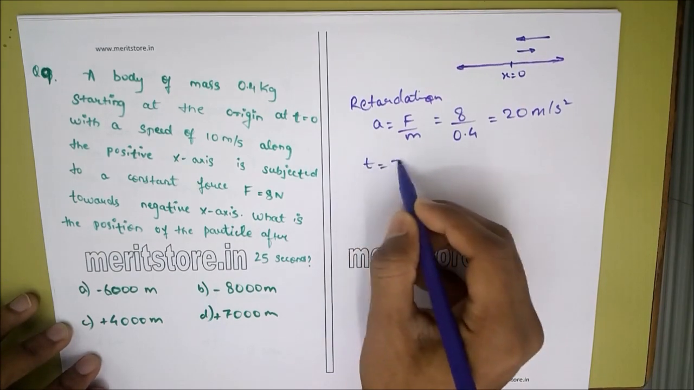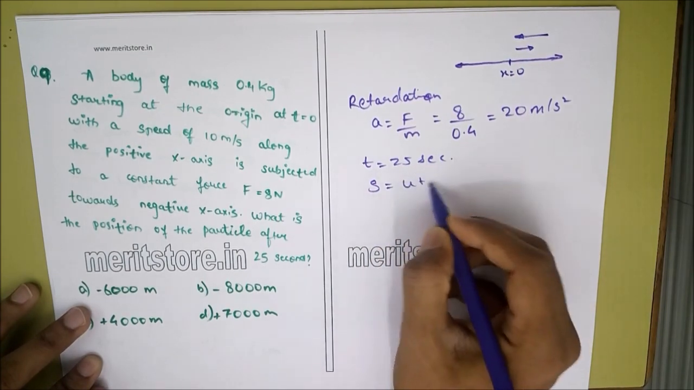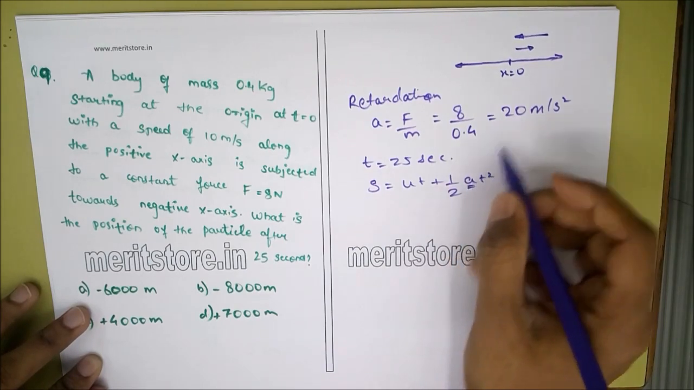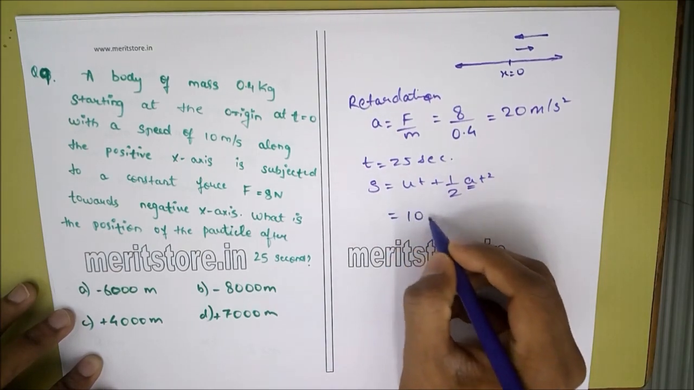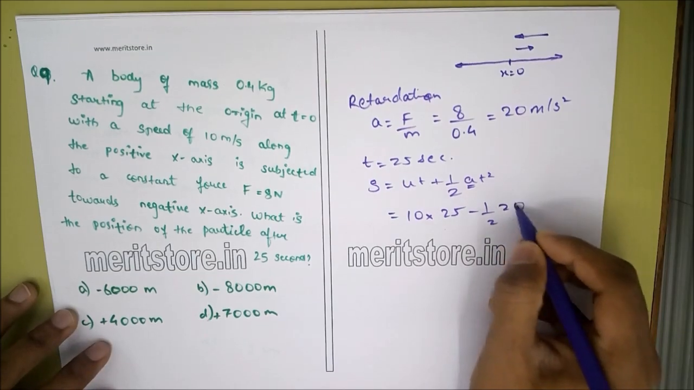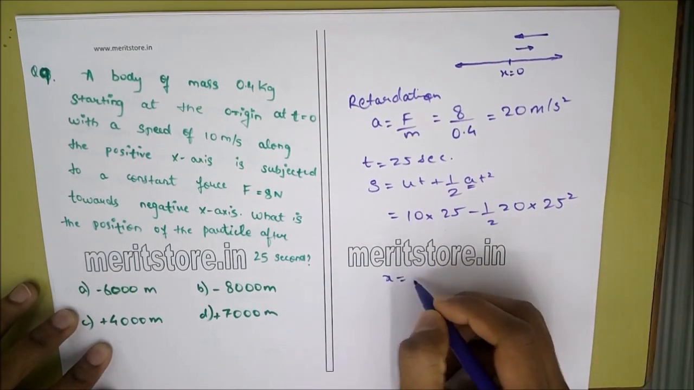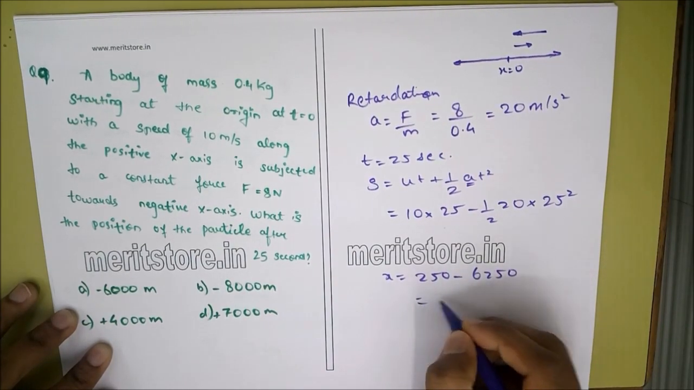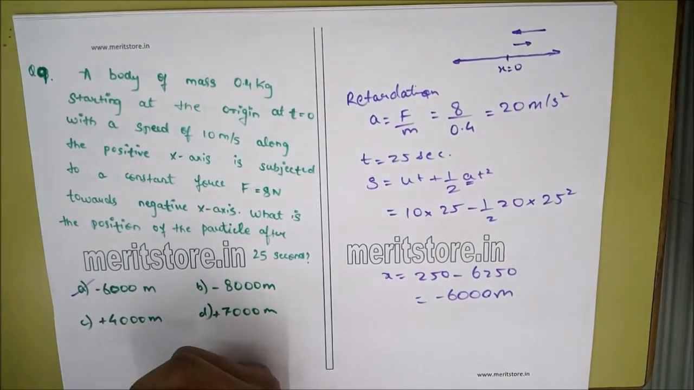So after t equals 25 seconds, we can use the formula S equals ut plus half at square. Note that the value of acceleration here would be minus 20 since there is retardation. So 10 times 25 minus half of 20 meters per second square into 25 seconds square. So x would be 250 minus 6250, which is minus 6000 meters. Hence option A is the correct answer.